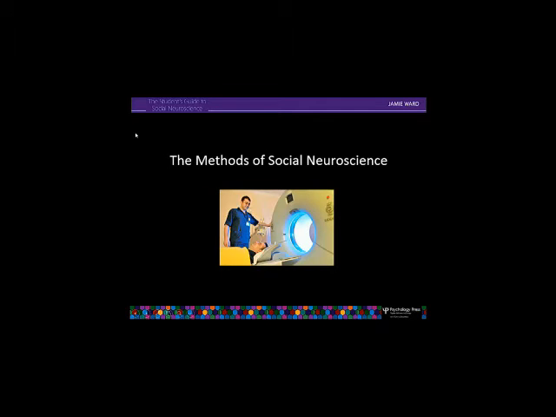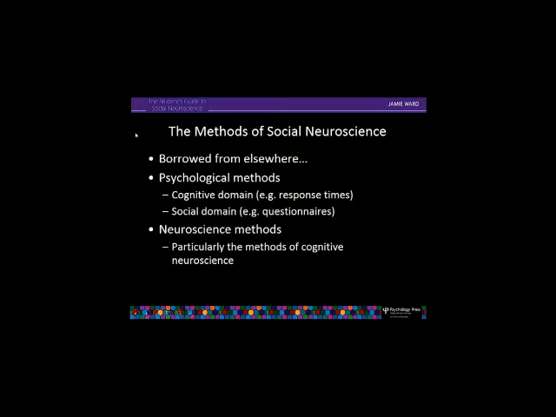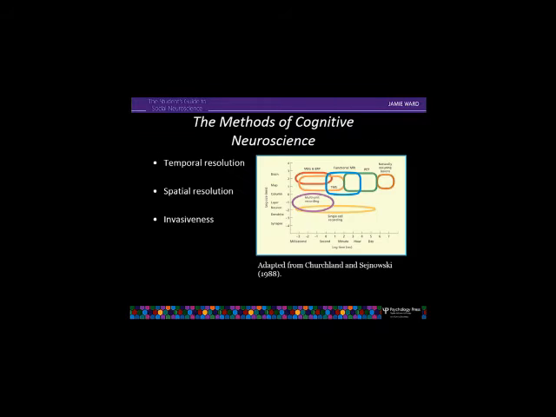So really the methods of social neuroscience are borrowed from elsewhere. So we've got our classic psychological methods, which I won't really go into, so response time measures, questionnaire measures, and so on. And the neuroscience methods, which I'll focus on. I'm guessing that you have different levels of background and exposure to these methods. So for some of you, this is a recap. For some, it might be relatively new. For those for whom it's relatively new, it is worthwhile spending time outside the lecture reading this, okay?